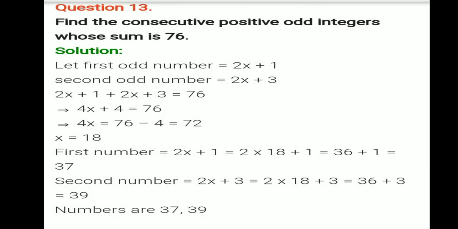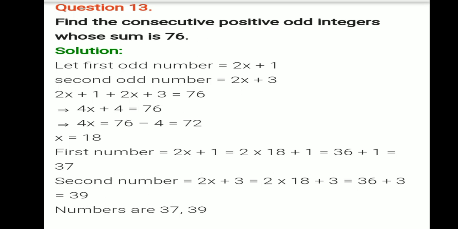Find the consecutive positive odd integers whose sum is 76. Now, consecutive means which comes regularly in counting. Odd numbers are like 1, 3, 5, 7. These are consecutive odd numbers. The numbers which I read out, you might have understood that there is a gap of 2 in between. It means 1, 3, 5. The difference between the two odd numbers is 2.